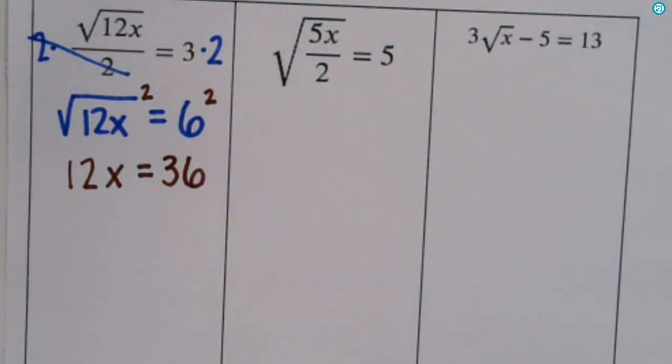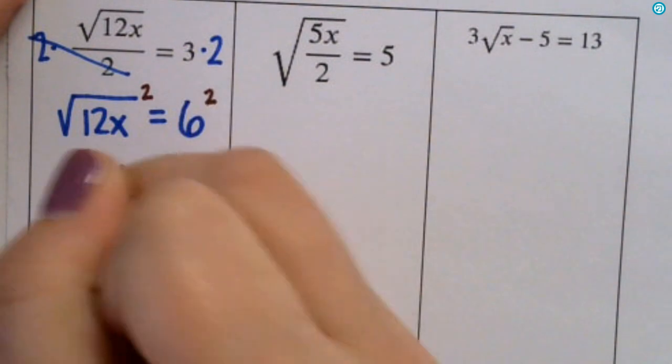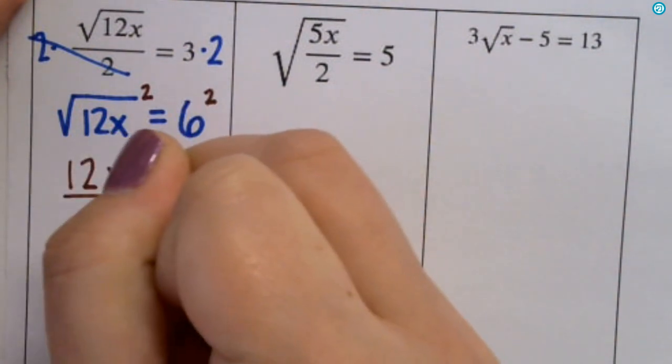Okay. And then from there, it's just a normal equation. So we'll divide both sides by 12. And we will get x equals 3.